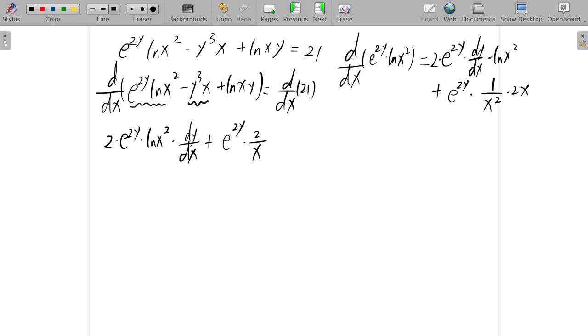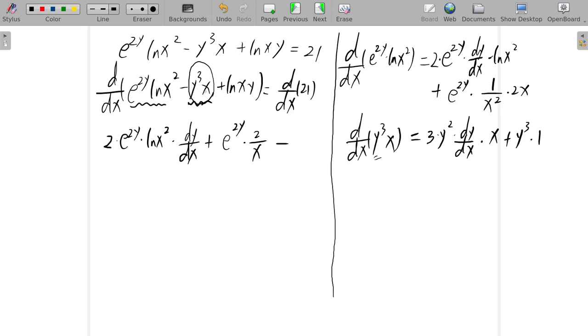So next, we use the product rule as well. The change in y cubed x with respect to x equals the change in y cubed, which is 3 times y squared times the change in y with respect to x, times x, plus y cubed times the derivative of x, which equals 1. The change in y cubed x with respect to x equals 3y squared times x times the change in y with respect to x plus y cubed.